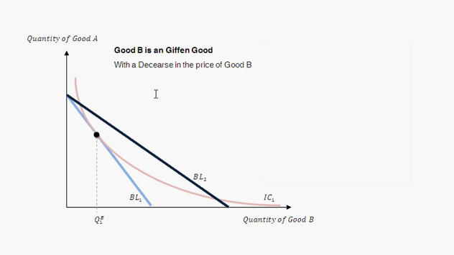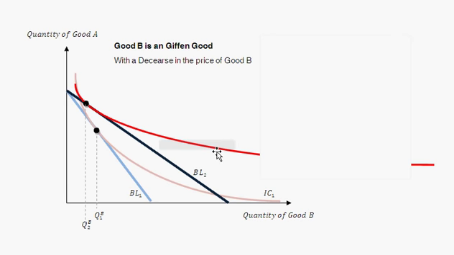So this is a Giffen good, so this is going to be a very special case. Given the decrease in the price of good B, what we're going to need to show is a decrease in consumption of good B. So the new optimal consumption bundle is going to have to hit the budget line somewhere along here. Once again, given a decrease in the price of good B, because this is a Giffen good, we're going to have to show a decrease in the consumption of good B. So the indifference curve is going to have to intersect our new budget line somewhere in this area over here.